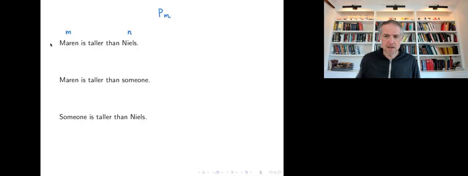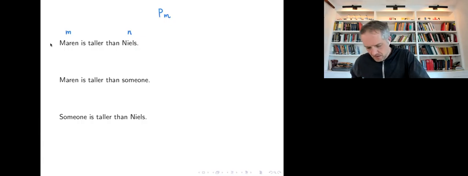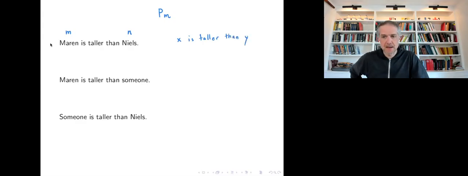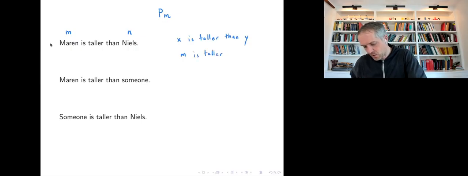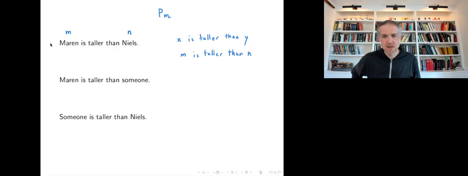But now I want to say Maren is taller than Niels. So what we have here is "taller than." If you think of it like this, X is taller than Y. That's a relation that holds between two different things. And now we can plug in the names Maren and Niels. So M is taller than N. Maren is taller than Niels.